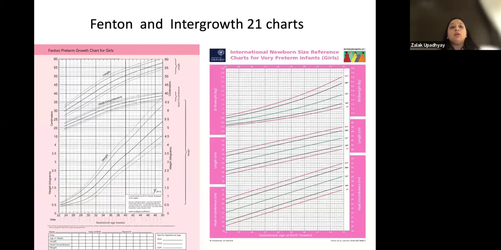Now, just a word on Fenton and Intergrowth 21 charts. There is Fenton, modified Fenton, and Intergrowth 21. We prefer using Intergrowth 21 charts for monitoring the growth of preterm babies because it gels very well with the WHO growth chart. So sequential monitoring then becomes easy. In the preterm you use the Intergrowth chart, and once the child is full term, then you use WHO, where corrected age up to 2 years is plotted accordingly.